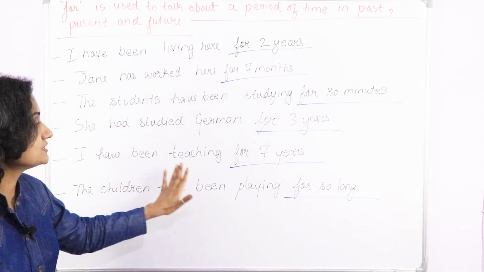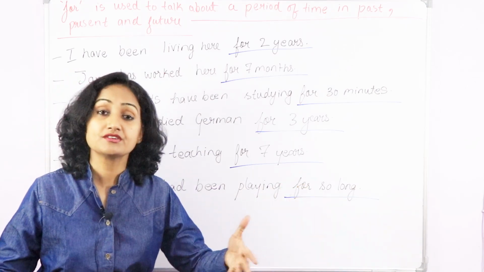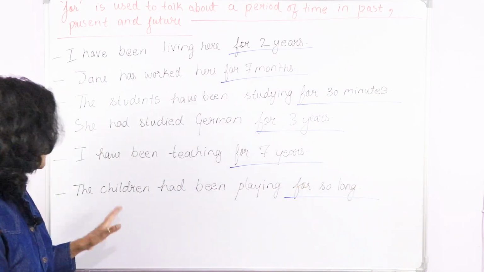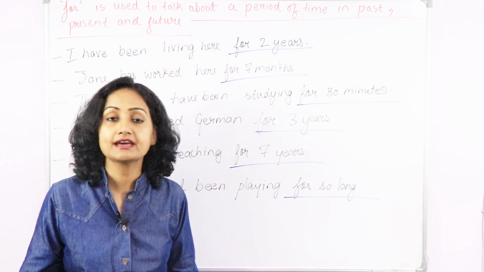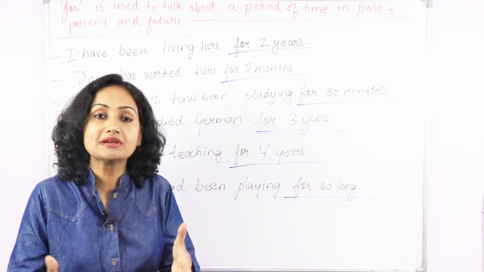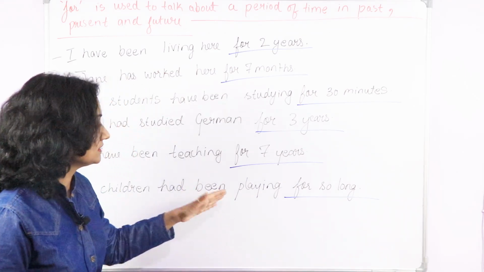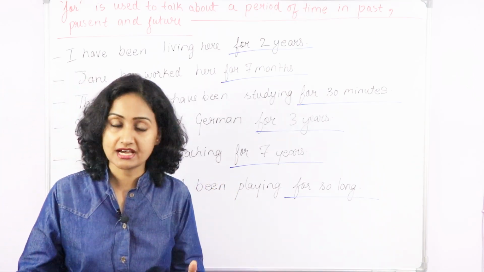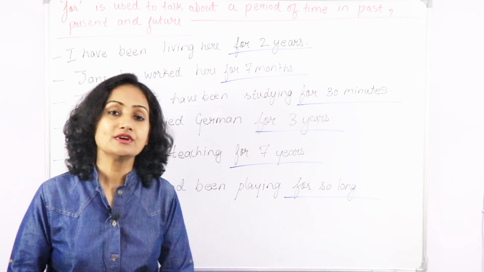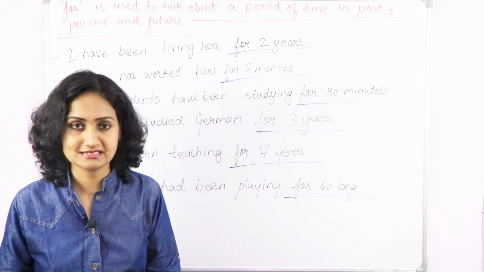I have been teaching for 7 years. So it's a period of time, a period of 7 years. The children had been playing for so long. Again, for so long shows a period of time, not the exact time. So generally, when we use for to talk about a period of time, we use for generally in perfect or perfect continuous tenses.